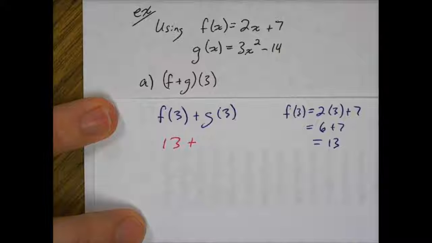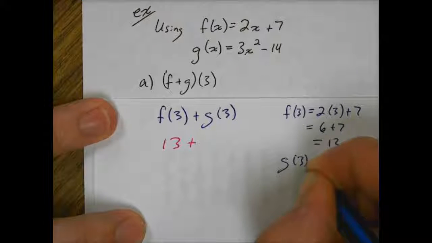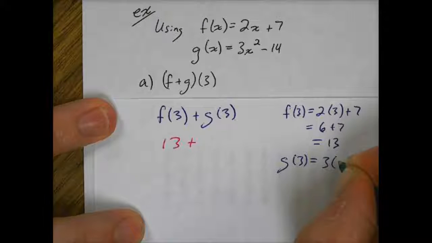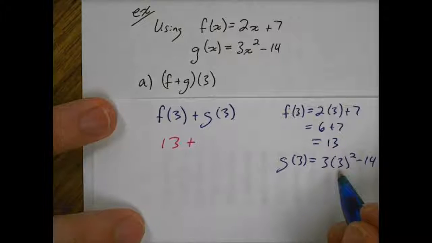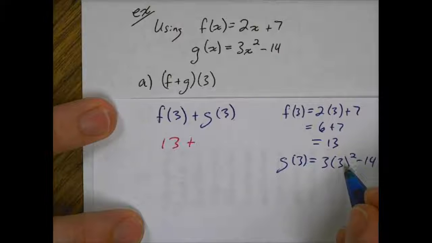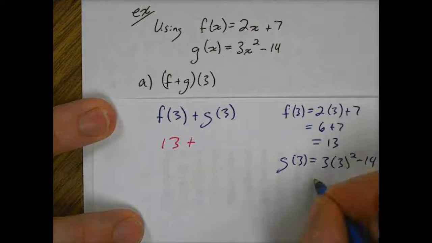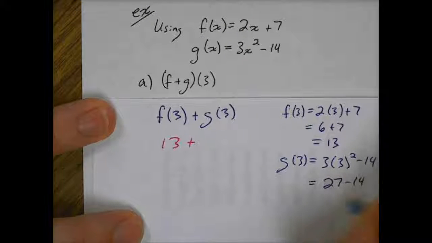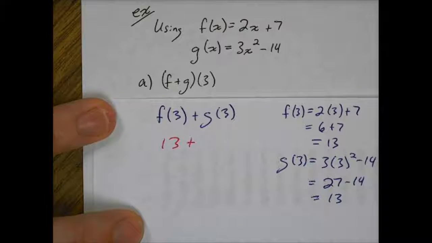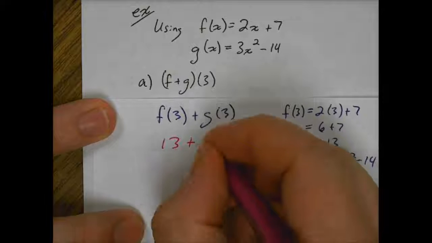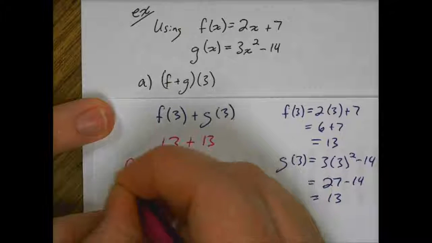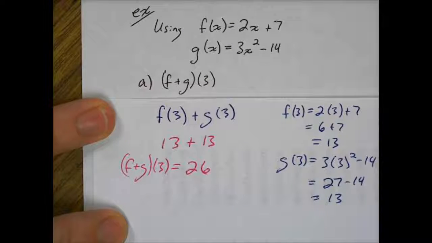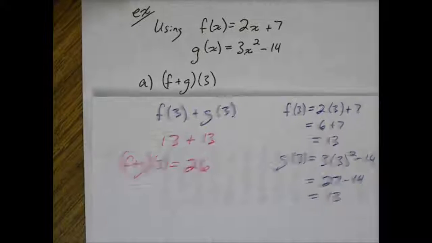Plus, I need to figure out what g of 3 is, so likewise, I'll do g of 3. I'll substitute 3 into my g function, so it's 3 times 3 squared minus 14. Don't forget about PEMDAS. PEMDAS still applies. So we have to do 3 squared. 3 squared is 9. Times 3 is 27, so this is 27 minus 14, which is also 13. So I have 13 plus 13 is 26. So f plus g of 3 is 26. That's all it's asking for. Cool, let's look at the next one.